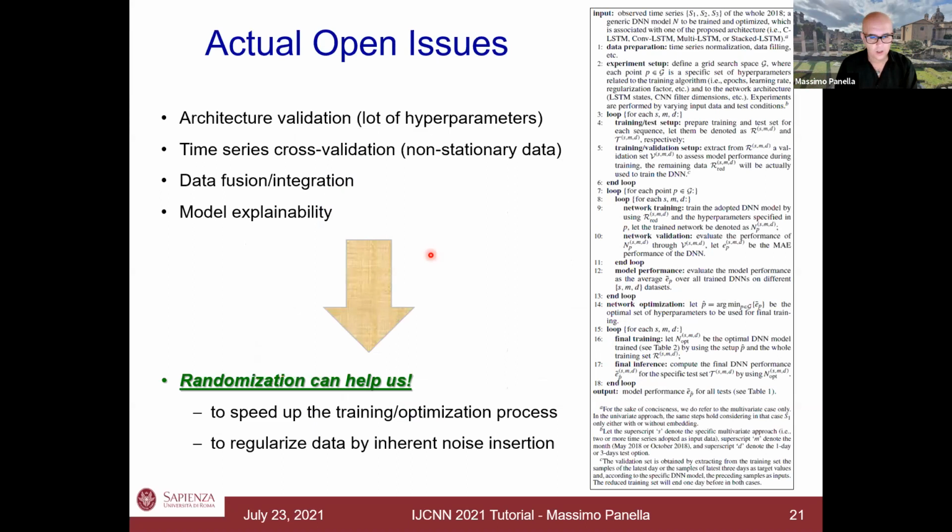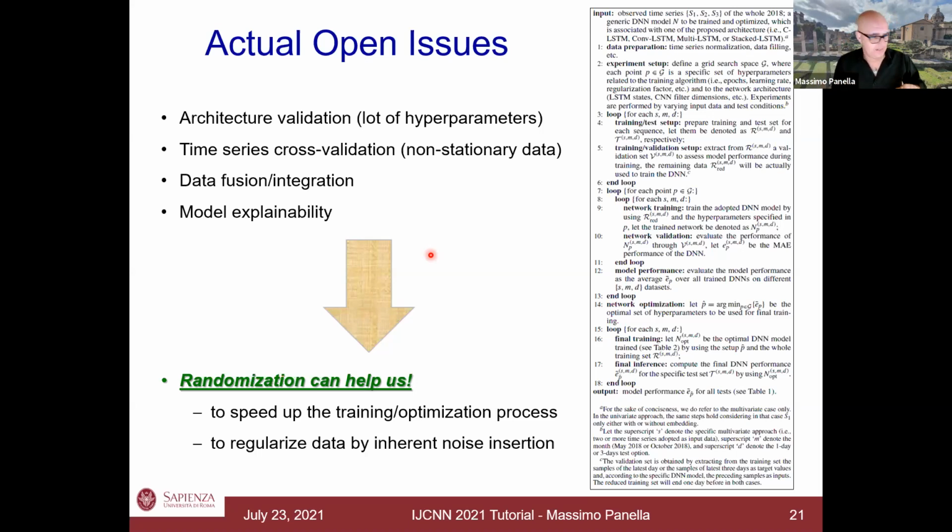For example, we would like to integrate numerical time series coming from the observation of physical parameters like temperature, wind, humidity. But we can have other kind of information represented by, I don't know, some sentences, like, for example, weather forecasting, the presence of clouds, and so on. And another problem is model explainability.